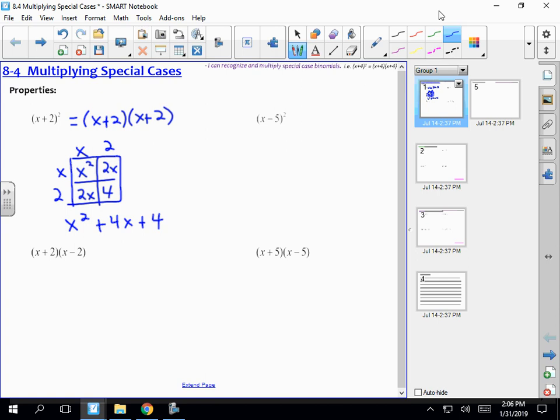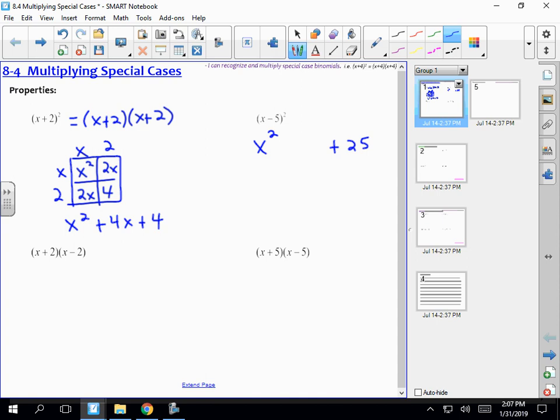So the question is, does that work every time when you have something squared? Let's just see here. This first term would be x squared. What would the last term be when you square the negative 5? It's negative 5 times negative 5, so positive 25. I don't care if this is a minus sign or a plus sign in the middle. It's always going to be positive on the last term, because a positive times a positive is positive, and a negative times a negative is still positive.